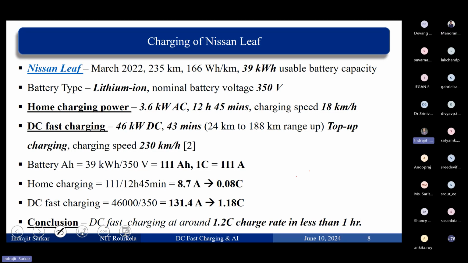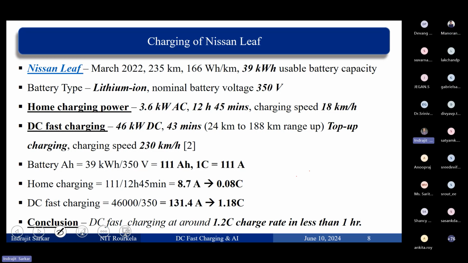Now here you see the difference in C rating. When it is a home charger, the C rating at which the battery is charging is 9 ampere, which is almost 0.09 C. Whereas when it is DC fast charging, it is almost 131 ampere, and it is 1.2 C. Generally with home chargers we charge at a very low C rate, 0.05, 0.02, 0.08, something like this. And fast charging we do at 1C rate.